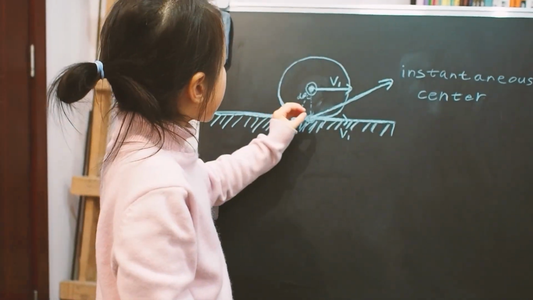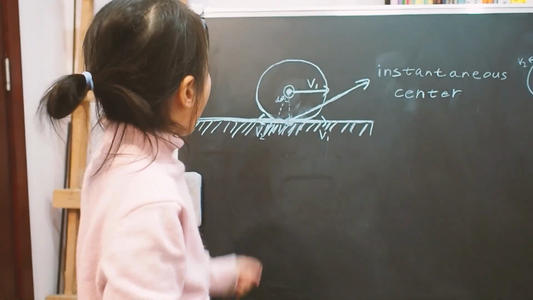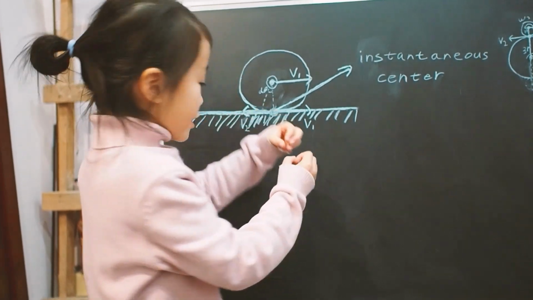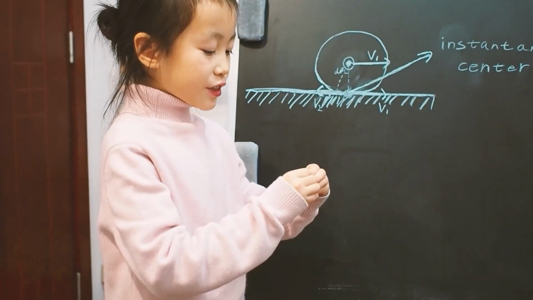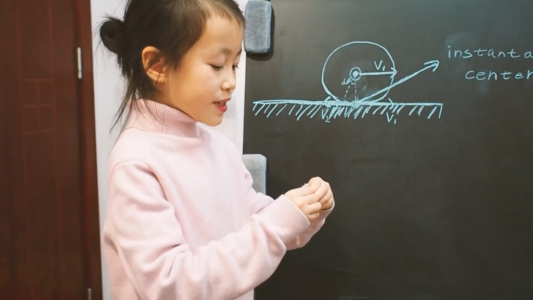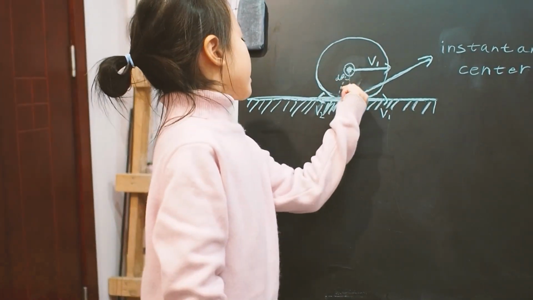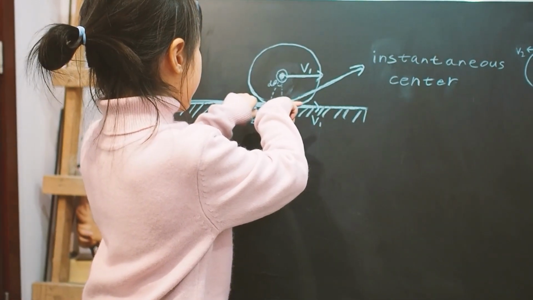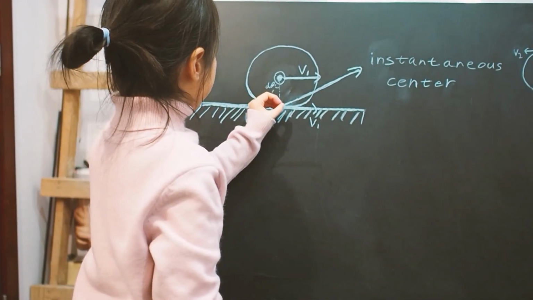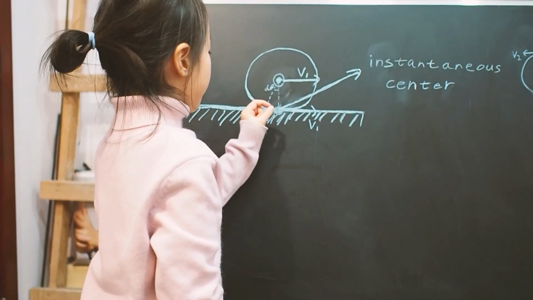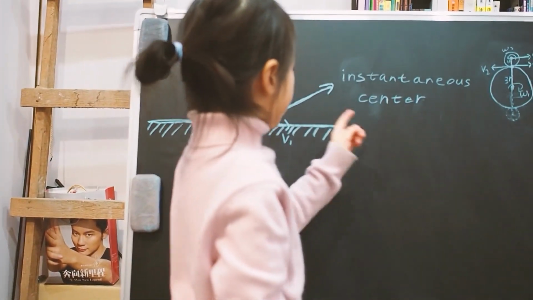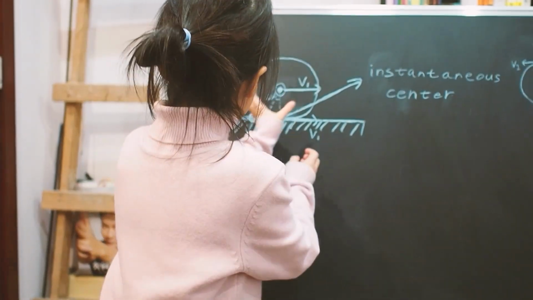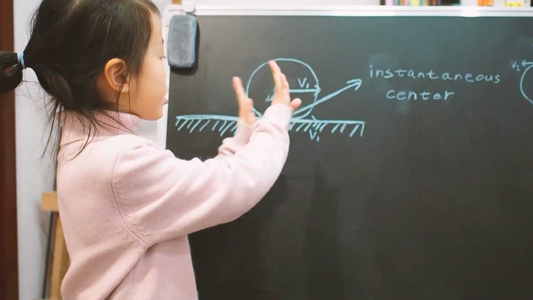And this is the lowest point of the rotating coin. And let's see. Don't forget, these two coins touch a little bit, so they have a little bit of resistance. Resistance creates the velocity v2 right here. So these two velocities are balanced, and this point doesn't move, and this point is called the instantaneous center.